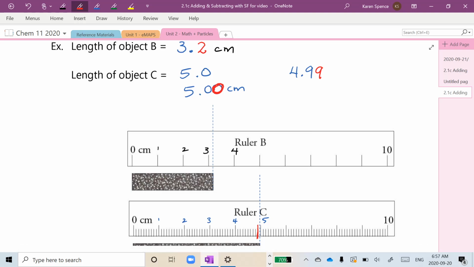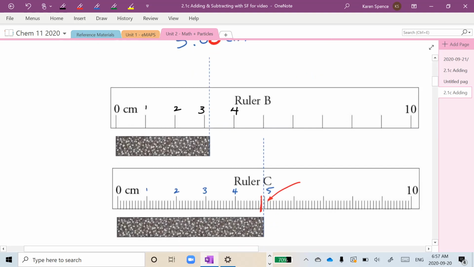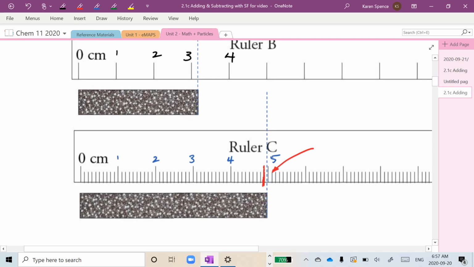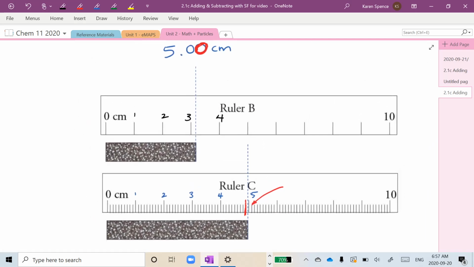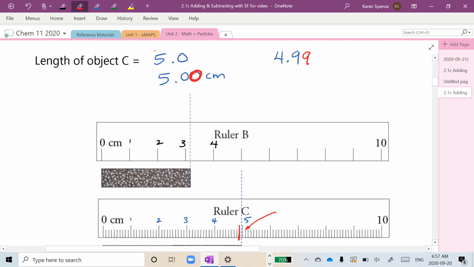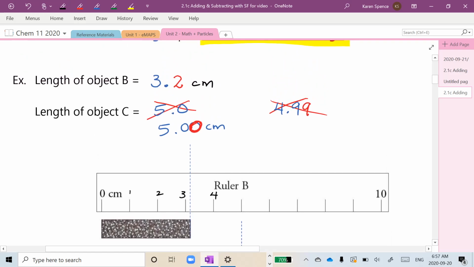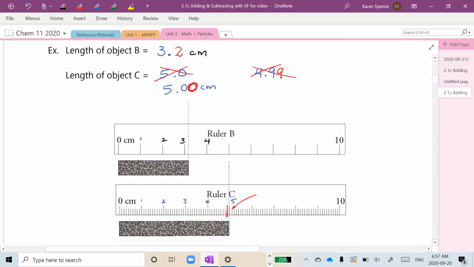Because I'm certain that it's 5.0. I don't think maybe, oh, could it be 5.1? What do you think? Could it be 5.1? No, that's way, way, way too far away. So that measurement has to be 5.00 centimeters. And so we have a measurement of 3.2 centimeters and a measurement of 5.00 centimeters.